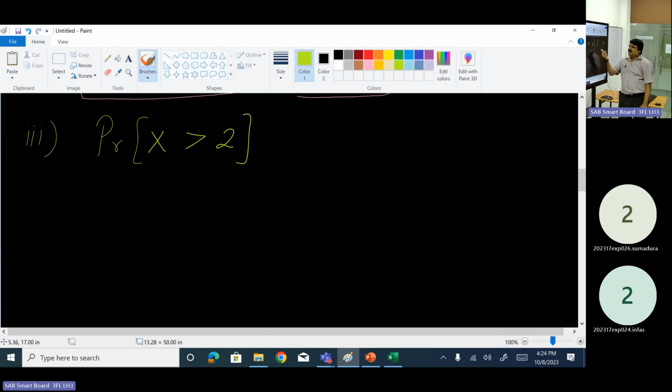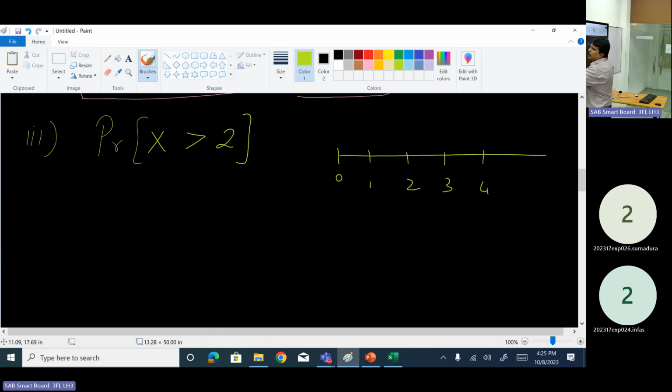So now, if we try to directly calculate what are the possible values greater than 2: 3, 4, 5, 6, 7, 8, 9, 10, 11, 12. So many values we have to calculate. So what are the values we are not considering here? 0, 1, 2. The values we don't consider are fewer than the values we consider. Going for the reverse is easy, right? So we have all the values from 0, 1, 2, 3, 4, 5 up to 12.